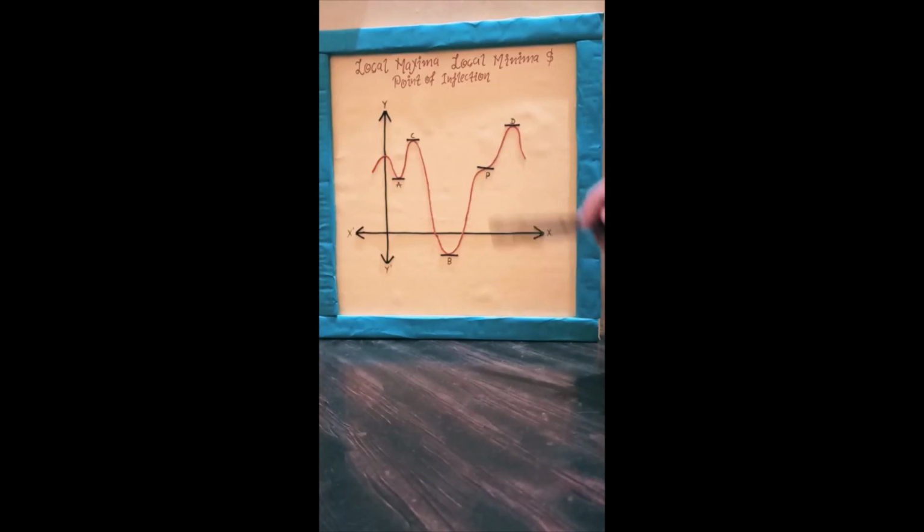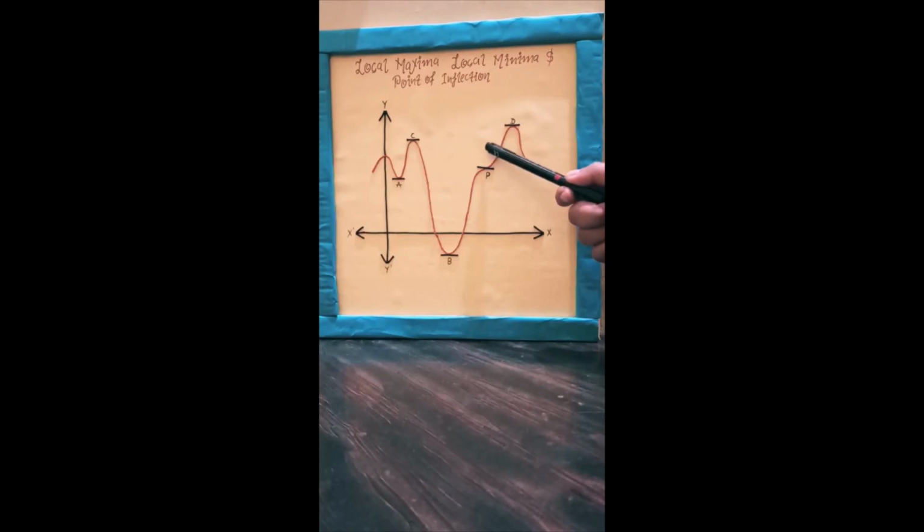I had also denoted some points, that is A, B, C, D and P, which are the tangent of the curve which is parallel to the x-axis. The tangent at A, B, C, D, here the value of the first derivative is 0.